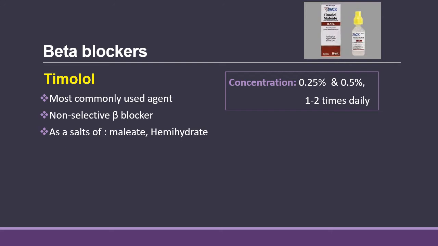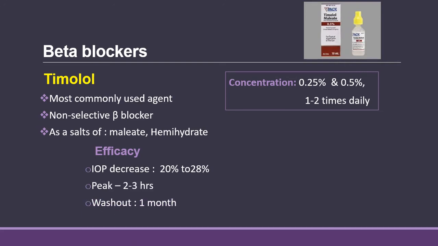So it is a non-selective beta blocker, which is available as the salts of maleate and hemihydrate. Its efficacy is it reduces IOP by 20 to 28%, and peak action is around 2 to 3 hours after the instillation, and washout occurs at 1 month.